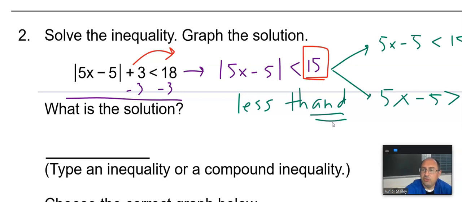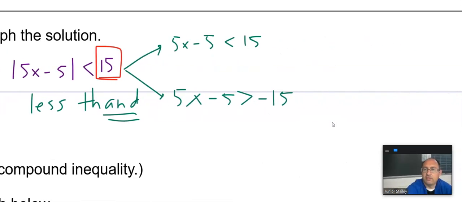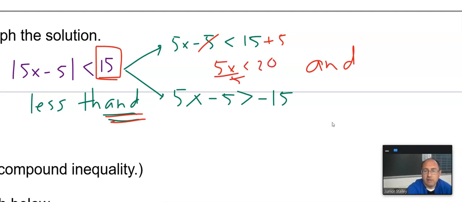Then we can split it into its two inequalities. We do have a less than situation, so we will be using the word and in between these, not the word or, but and. And of course, we're going to be adding the 5 to the other side. 5x is less than 20, and dividing by 5 and getting 4, right?